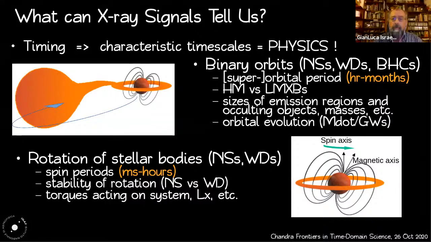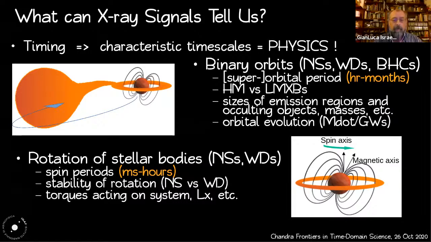So for example, when you are detecting an orbital period or superorbital period, you can infer important information about the nature of the binary system, for example high mass versus low mass X-ray binaries, plus other information like the sizes of the emission region, the masses and the inclination of the system and so on. Also, if you are lucky, you are able to follow the orbital evolution, which gives information about the mass transfer rates and the gravitational wave emission.